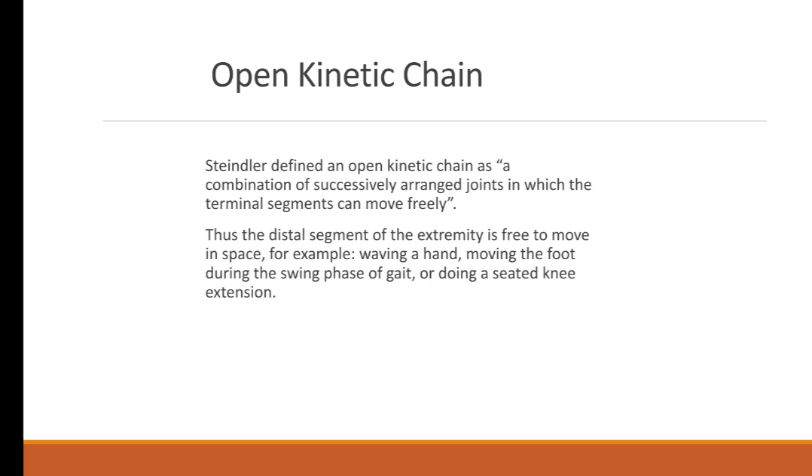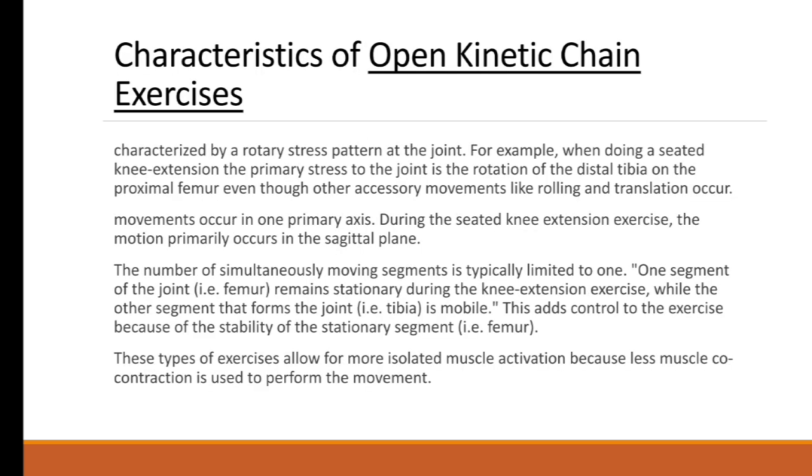Then what are the open kinetic chain exercises? It is the combination of successively arranged joints in which the terminal segment can move freely. The distal segment of the extremity is free to move in space, for example waving a hand, moving the foot during the swing phase of gait, or doing a seated knee extension. These all are part of open kinetic chain exercises. So what are its characteristics?